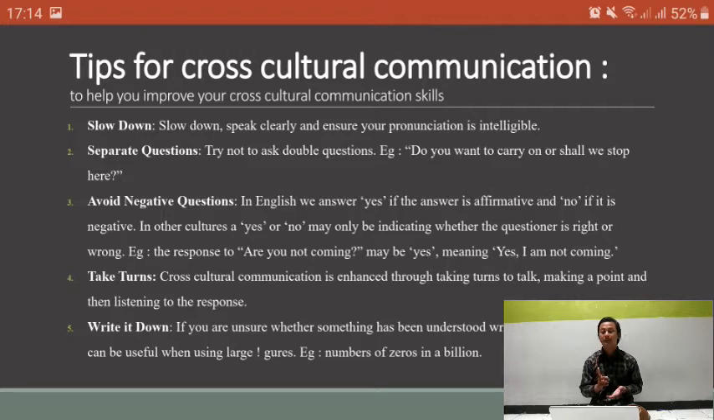The first tip is slow down. Slow down, speak clearly, and ensure your pronunciation is intelligible. The second is split question. Try not to ask double questions. An example is, do you want to carry on or shall we stop here? So you must ask one by one. The third is avoid negative questions.